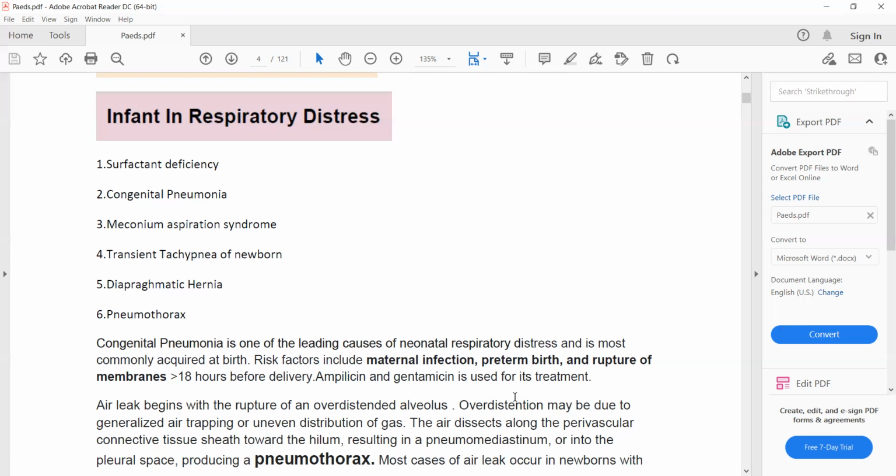So that's why if a premature infant presents to you with shortness of breath, then you will suspect either surfactant deficiency or congenital pneumonia. And that can only be confirmed on a chest X-ray. In case of congenital pneumonia, chest X-ray will show patchy consolidation, while in case of surfactant deficiency, there will be bilateral ground glass appearances on a chest X-ray. So until congenital pneumonia is ruled out, we need to start the baby on antibiotics.